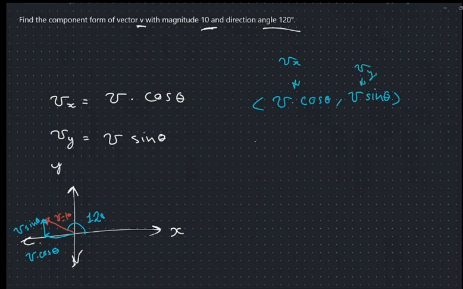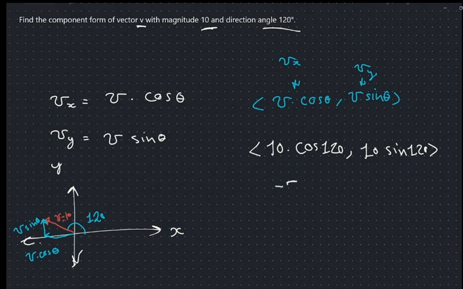So from this information, we can just plug in the numbers. We will have 10 cosine 120, and here we will have 10 sine 120. Of course, you can use the calculators, but cosine 120 is just -1/2, so we'll have -5 here, and sine 120 is square root of 3/2, so it's going to be 5√3, and this is our answer.